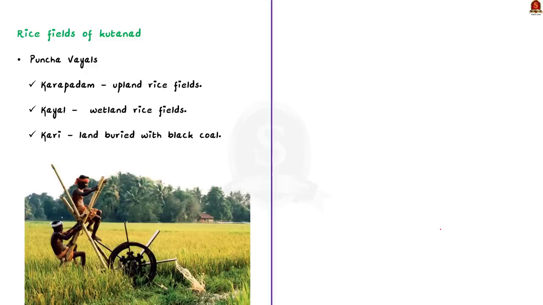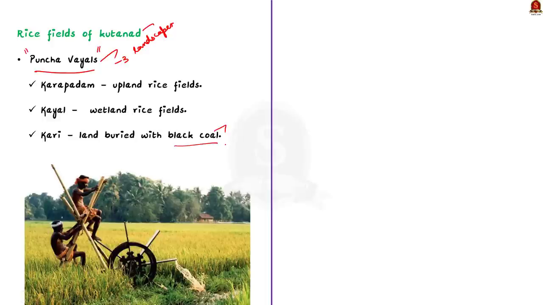See, the rice fields in Kuttanad region are popularly known as punjavayals, and they exist in three landscape elements. Firstly, Karapadam, which is upland rice fields. Then comes Kayal, which are wetland rice fields. And finally, Kari, which is nothing but land buried with black coal-like materials. So this is about the landscape elements of Kuttanad.